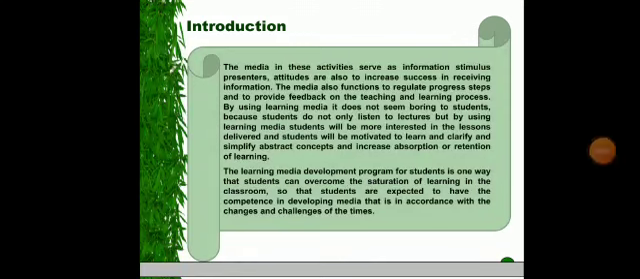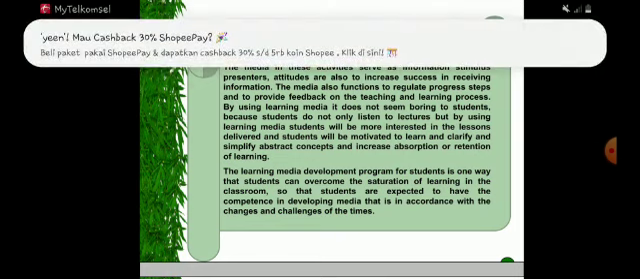The Learning Media Development Program for students is one way that students can overcome the saturation of learning in the classroom, so that students are expected to have the competence in developing media that is in accordance with the changes and challenges of the time.